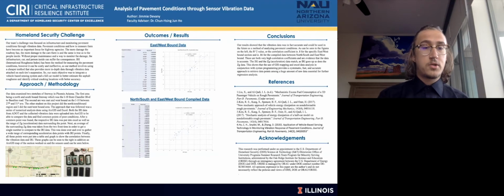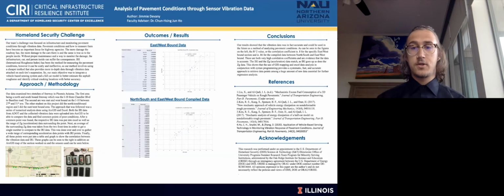For our approach, we looked at two sections of the I-10 in Phoenix, Arizona. The first, a north and southbound freeway, was from Chandler Boulevard to Baseline Road, and the second was from 27th Avenue to 51st. These two pieces were split between me and the other student on the project. He did the north and southbound, and I did the east and westbound data. So we gathered all the points from that.